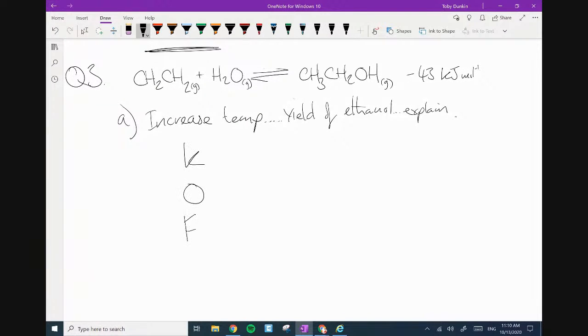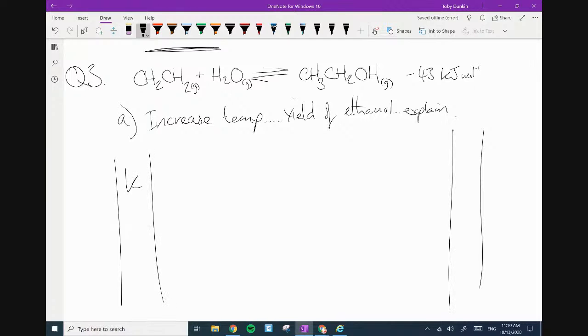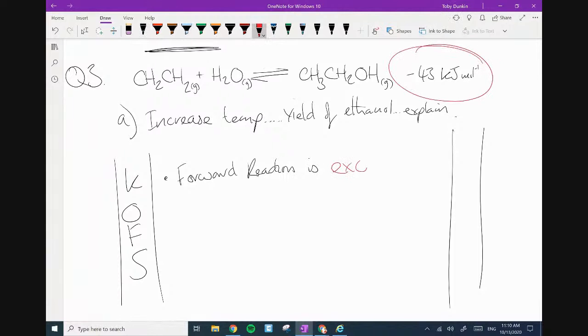So run it. KOFS. I would recommend in an exam, by the way, I do this in an exam. So if I'd had my page here, you know, there's borders on the page. I'd have written KOFS in the border because they're not going to mark that. And then I run the bullet points next door. Yeah. So knowledge, forward reaction is, and there it is. There's my bit of info. Is exothermic.